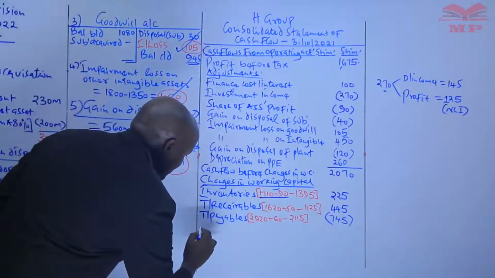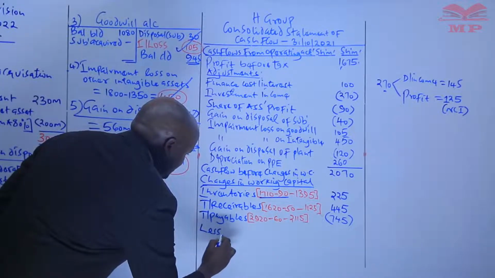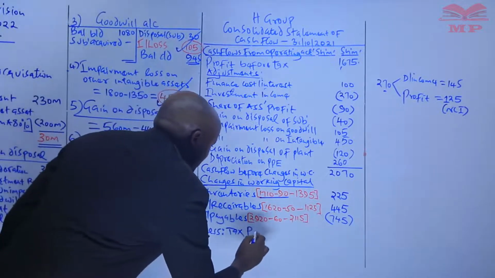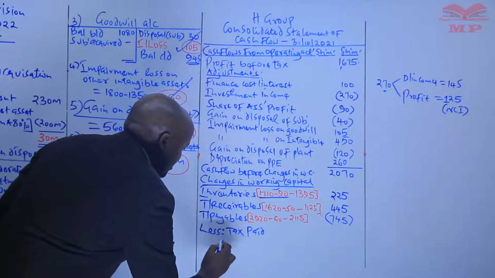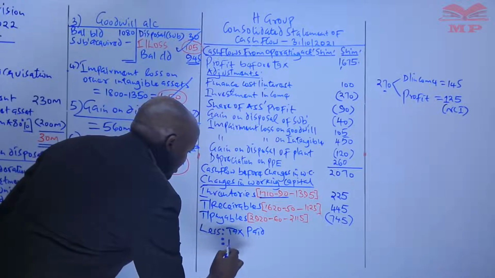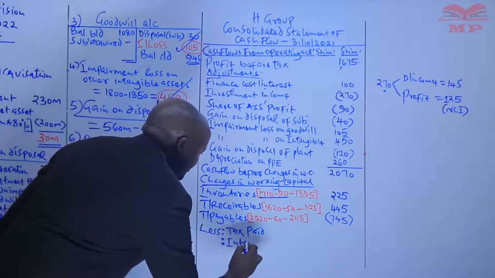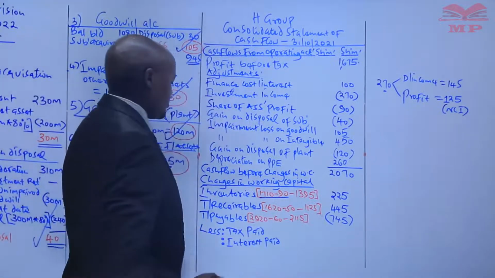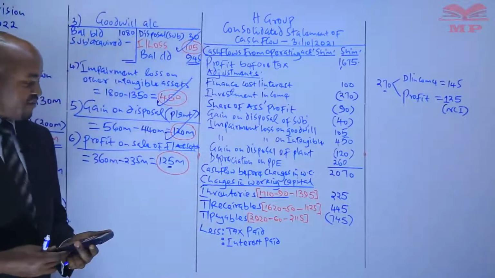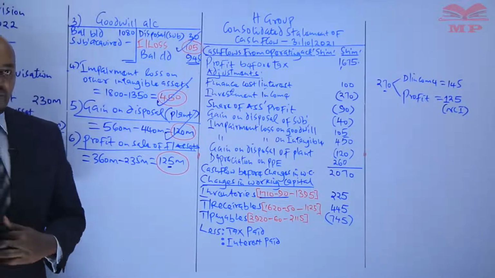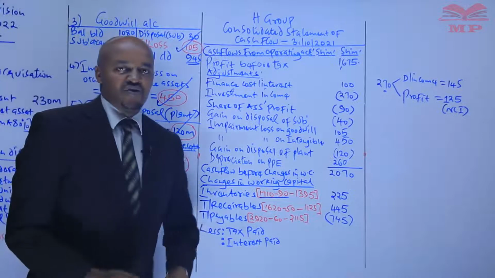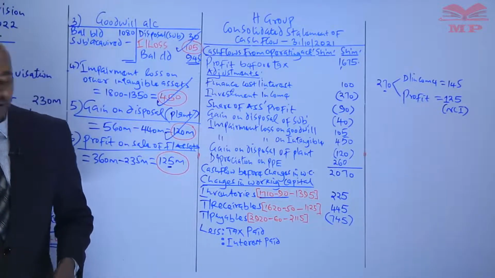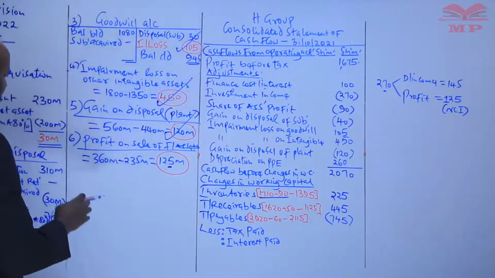And finally here, we need to list 2 items. One of them is tax paid, and the other one is what we refer to as the interest, or the finance cost, which was paid. The tax. This one we have to prepare the tax account because tax ordinarily has a number of items. So we can prepare that account here.